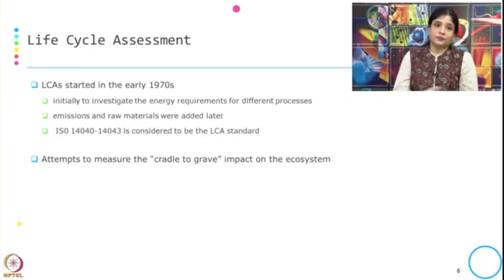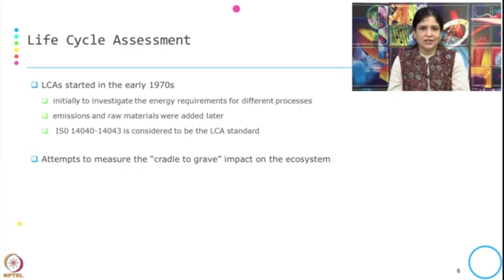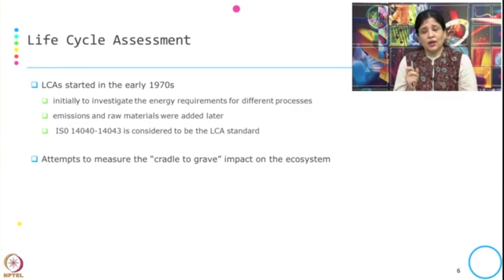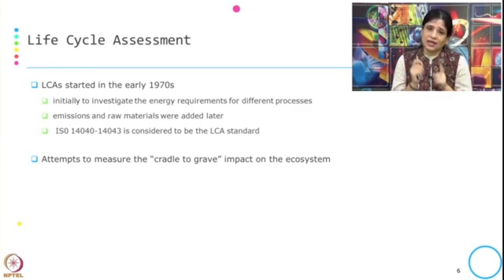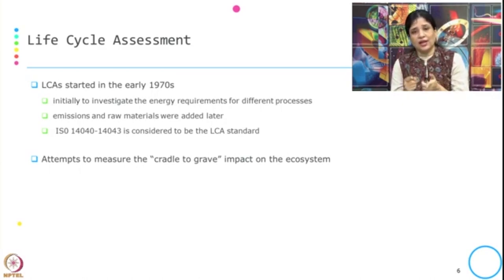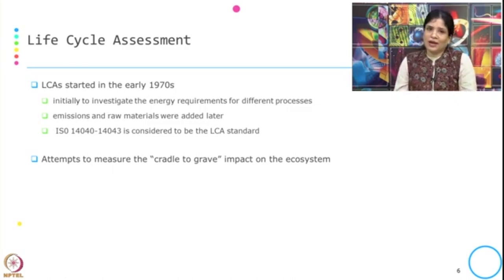This started in the 1970s, and initially LCA was used to investigate the energy requirement of the different processes. In the early 1970s it was started for understanding the energy requirement. Then the emissions and raw materials were added later, and ISO 14040 is considered to be the LCA standard. We will know more about the ISO standard in the next week, but for the time being let's understand that this series of standards is linked to LCA, and this LCA attempts to measure the cradle to grave impact on the ecosystem.